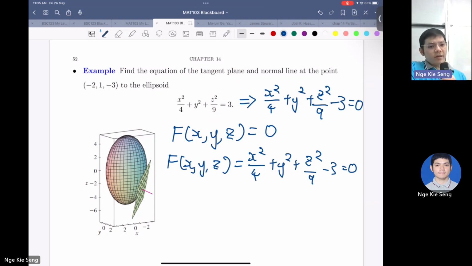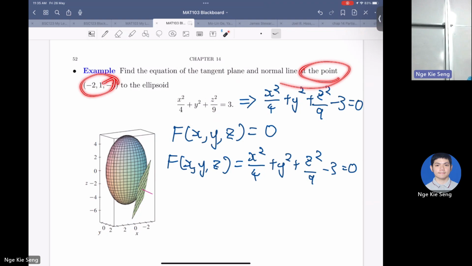Okay. So to get the equation of the tangent plane, what do you need? You need a normal vector and a point. Do you have a point now? You have, right? You want to find the tangent plane at point -2, 1, -3. So what's the normal vector? Normal vector to the tangent plane. What is it? Where is it? What's the normal vector to the tangent plane? Gradient. Okay, gradient is a vector.